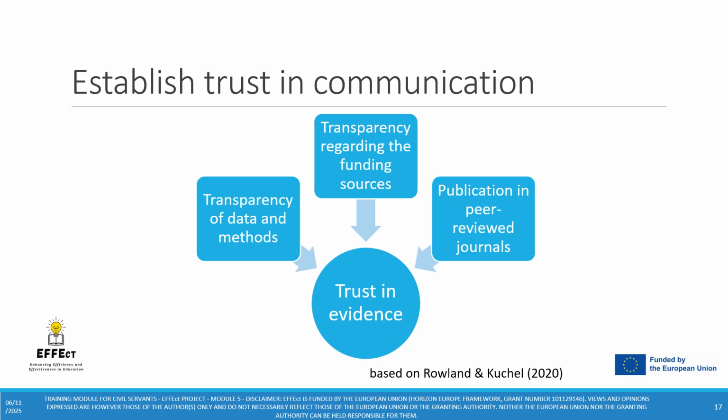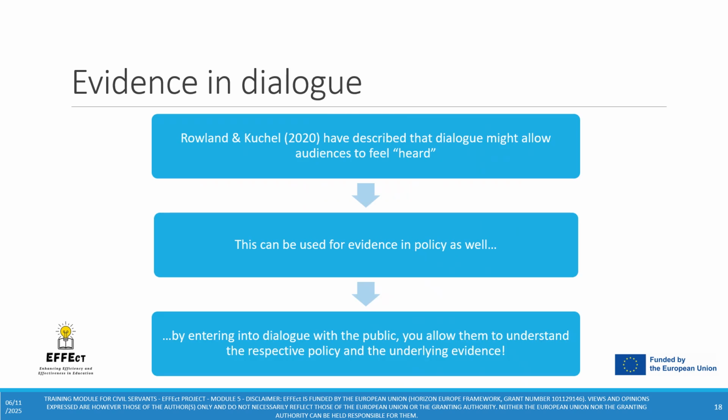To establish trust in the evidence communicated, it can be helpful to be transparent regarding the data methods and the funding sources, and to highlight that the evidence was actually published in peer-reviewed journals and can thus be considered as scientifically solid. So as you can see, transparency and scientific robustness can help to establish trust in the evidence. As we have previously mentioned, dialogue might allow audiences to feel heard, which can be used for evidence in policy as well. And therefore, by entering into dialogue with the public, you allow them to better understand the respective policy and the underlying evidence.